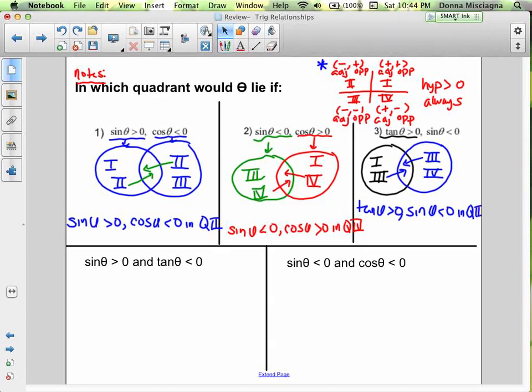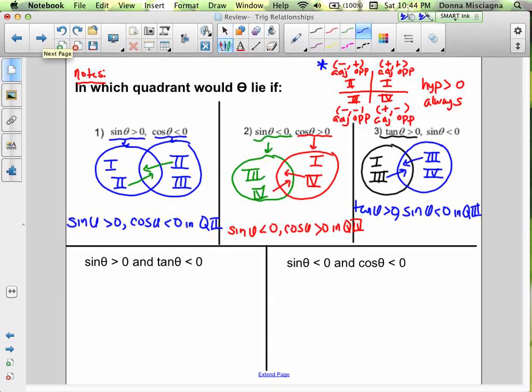That almost looks like quadrant 2. There we go. I can't write in the gray area. That's off the board. All right, let's look at number 4. We're just zooming right through these. All right, so sine theta greater than 0, tangent theta less than 0.